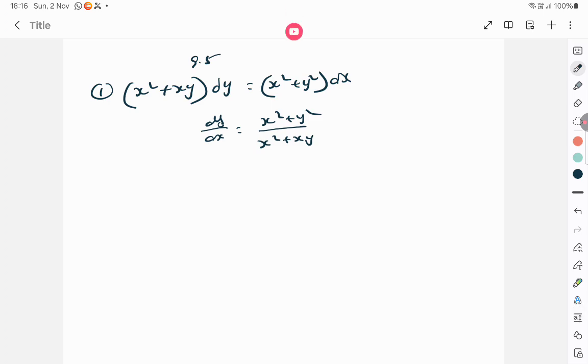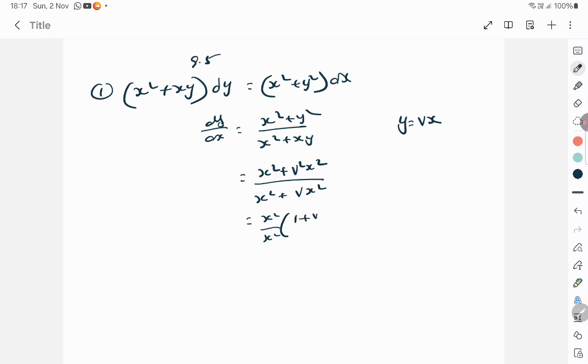In this one, you can't bring x to one side and y to one side at all, so you can't do it using variable separable. You have to go for homogeneity, which is y = vx. If you substitute y = vx here, it becomes (x² + v²x²)/(x² + vx²). You can take x² common from the numerator and denominator and get (1 + v²)/(1 + v), so x² gets completely cancelled.